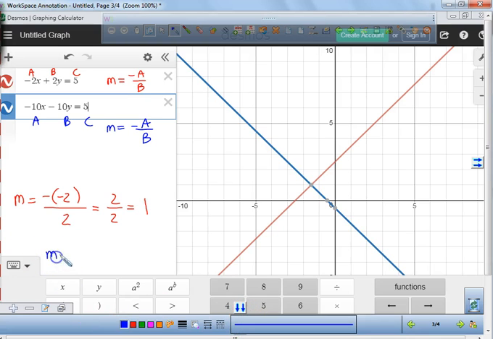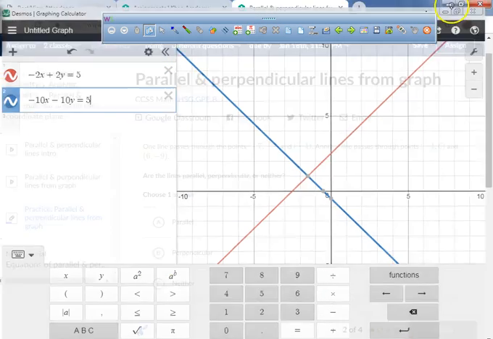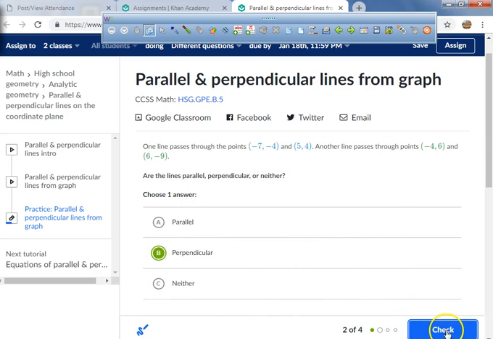For my blue line, if I do negative A over B, my A value is negative 10. My B value is negative 10. These negatives cancel each other out and become a positive, but I'm left with 10 over negative 10, and that equals a negative 1. Just so you know, 1 over 1 is perpendicular to negative 1 over 1. These are negative reciprocals of each other. Therefore, these lines are indeed what? They are perpendicular to each other. Okay? That's how you can compare lines on Desmos. So this answer was perpendicular.